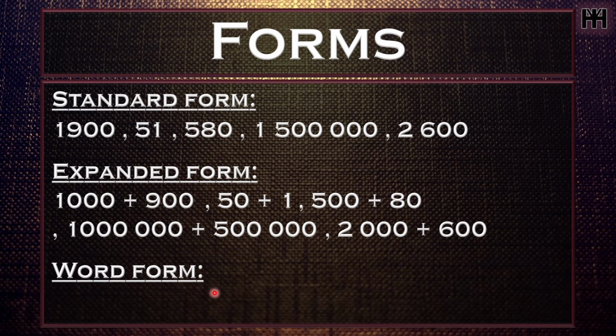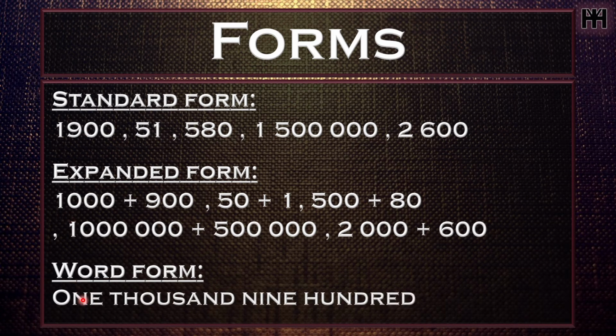Word form. As we said, here we have 1900 and here we say 51. You write it in words instead of writing the numbers. So we have the three forms. The standard is as we always and normally write the numbers. The expanded form, we just separate them. As we say 1900, we write 1000 alone and 900 alone. 51, write 50 alone and 1 alone, and so on. Then the word form, we only write what we say, not in numbers but in letters.